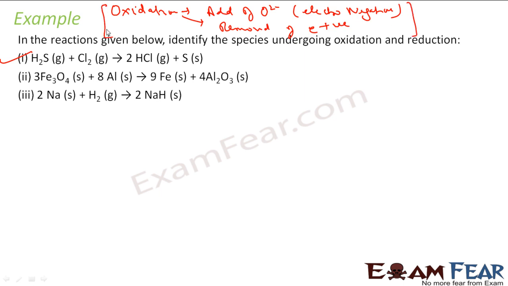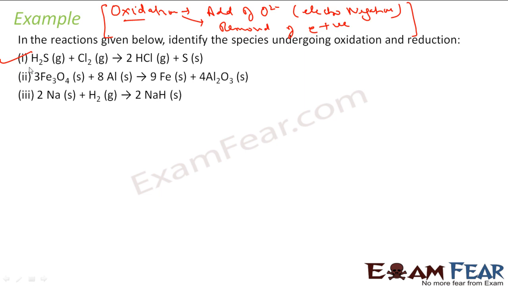So oxidation means addition of oxygen. Oxygen is electronegative, so that is nothing but addition of an electronegative element. If it is addition of an electronegative element, that also means removal of an electropositive element. This is my oxidation definition. Reduction is just the opposite of this.